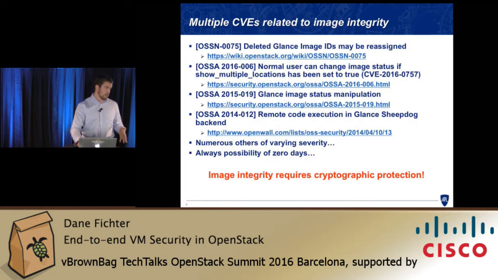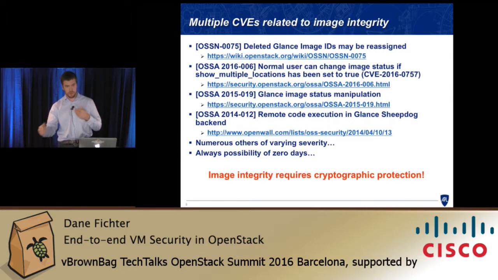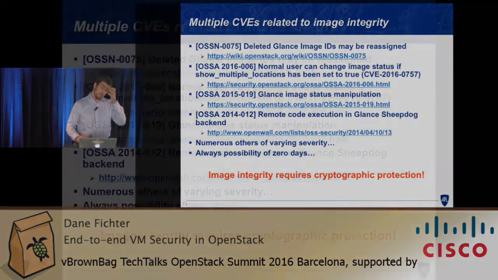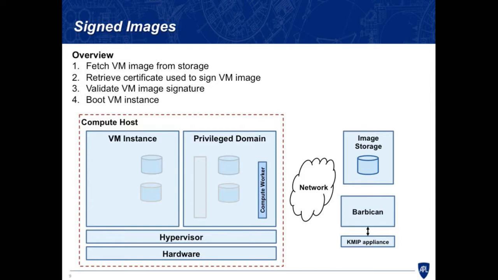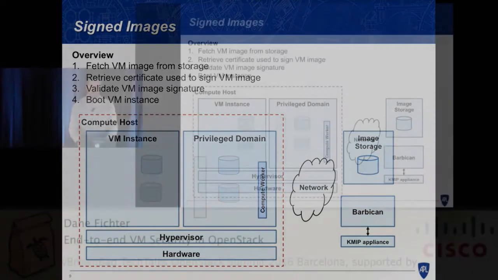So this led us to the conclusion that image integrity requires cryptographic protection, both from man-in-the-middle attacks that happen between services and user and services, and also as a means of preventing against the image data being corrupted at rest. As you can see behind me, over the last 2 years, there have been multiple CVEs which relate to the integrity of the image as it rests in Glance. So what do we do about this? The answer is signed images. And as you'll see, we also have Barbican in the mix on this feature as well.